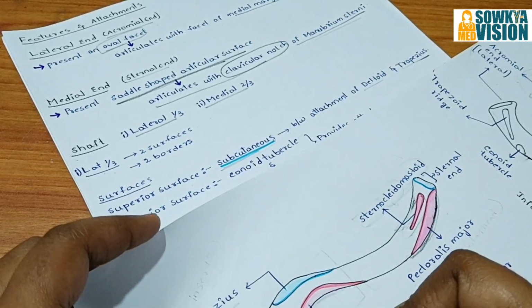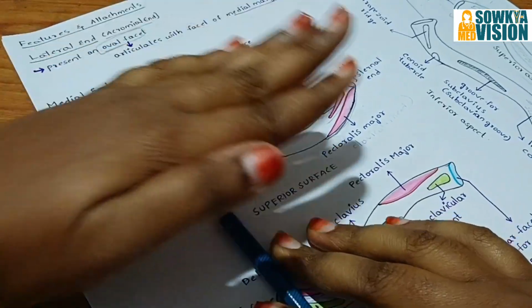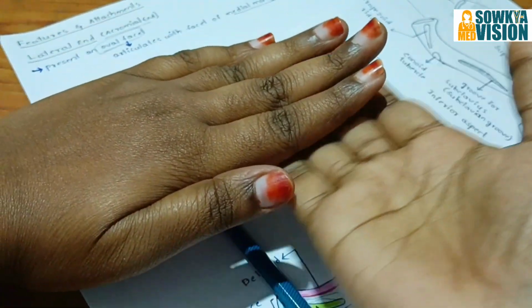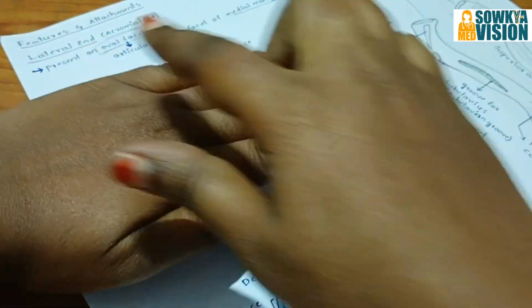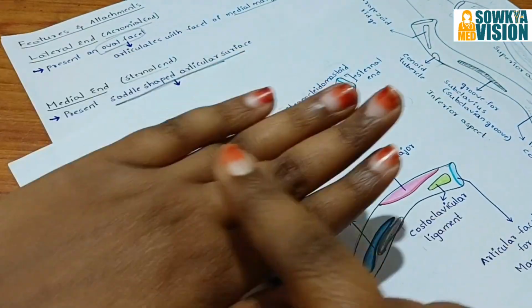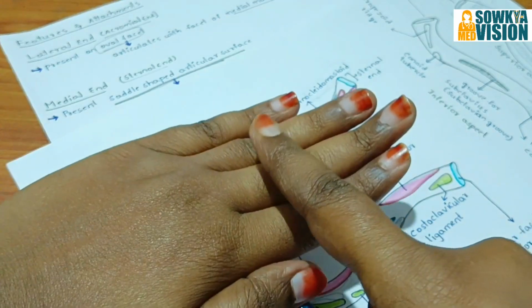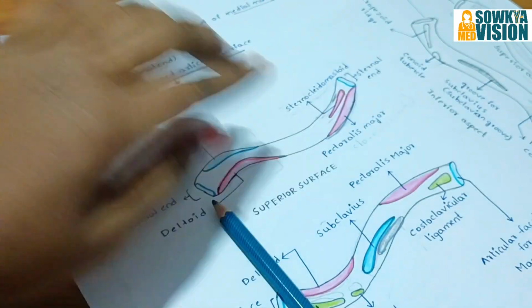Yes. So, this is the superior. Let's imagine this is the clavicle. Yes. This is the superior surface, this is the inferior surface. This will be the anterior border, this will be the posterior border. The superior surface is subcutaneous. This is prominent, presented between trapezius and deltoid muscles.